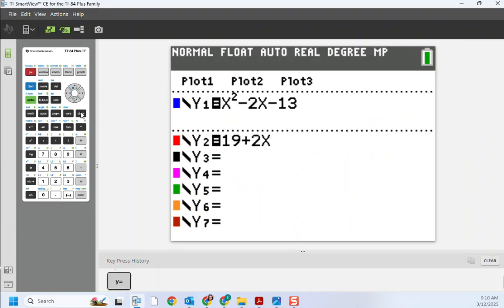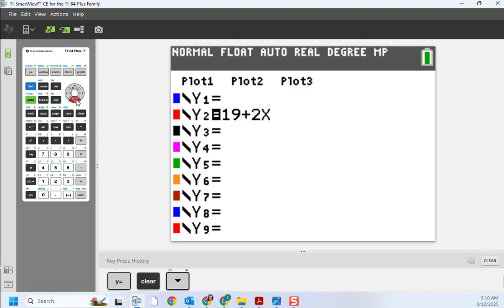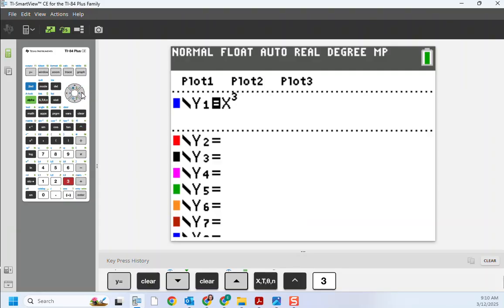All right, whatever is in your y equals, clear it out. And let's enter the polynomial for topic 2. If you don't know how to find a button for something, ask your neighbor. We're still learning the calculator. It's okay.